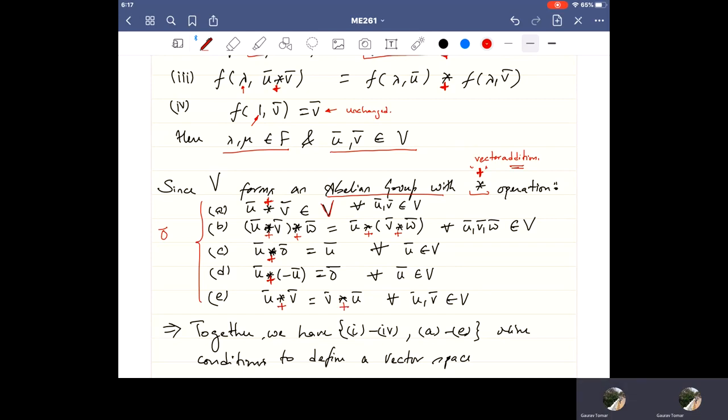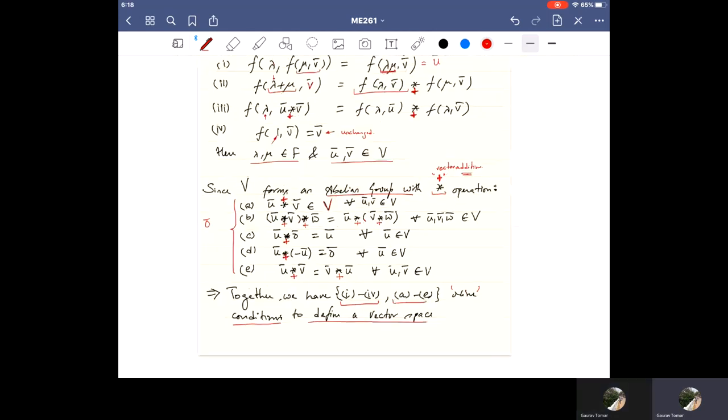So if you put it together, the properties 1 to 4 and A to E, that means together these are 9 properties, right? Using these 9 conditions, of course you can add conditions to define a field as well. So at least these 9 conditions give you the definition of a vector space. Now let's take up an example.